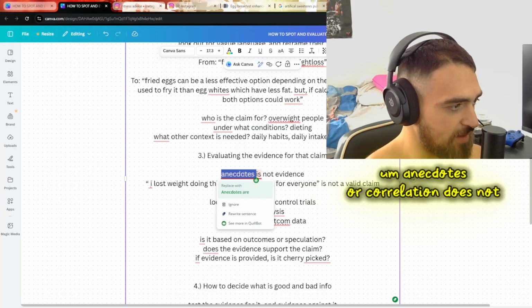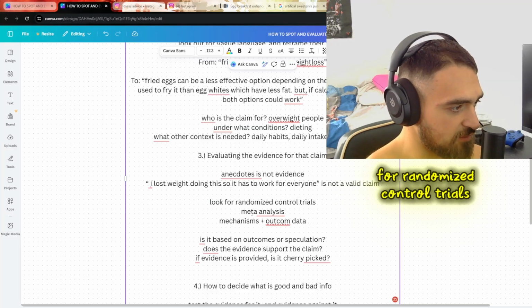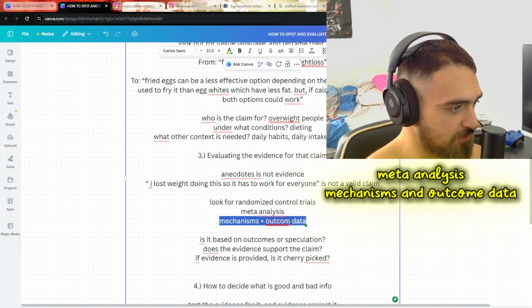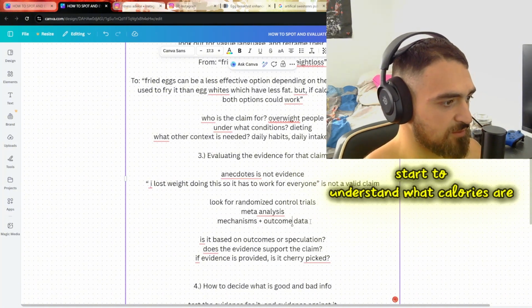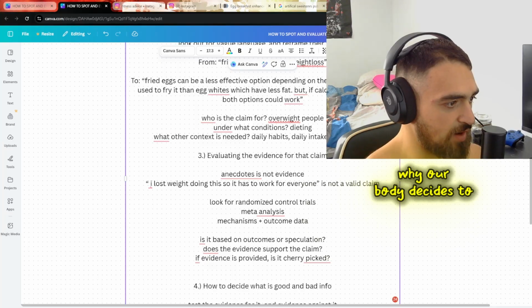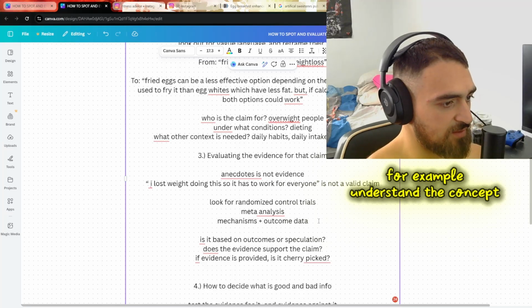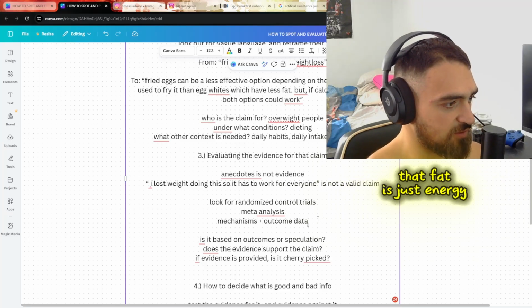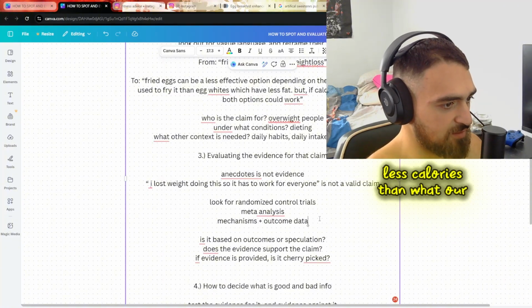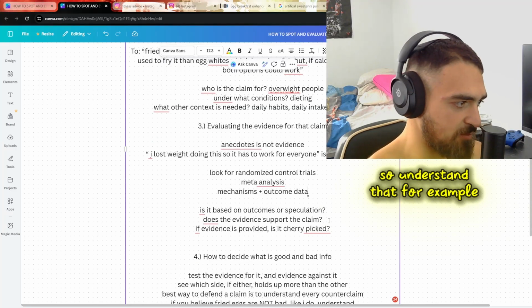All right. Anecdotes, or correlation, does not mean causation. So what you need to do is look out for randomized control trials, meta-analyses, mechanisms and outcome data. Start to understand what calories are. Read textbooks on nutrition. But start by just understanding what a calorie deficit is, and why our body decides to burn body fat when we are in a calorie deficit. For example, understand the concept that fat is just energy. We store fat so that we can survive for longer as human beings, right? So when we eat fewer calories than our body burns, we need to pull from those fat stores. It's a survival mechanism. So understand that, for example.